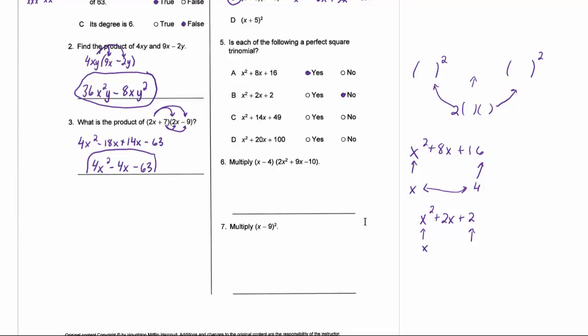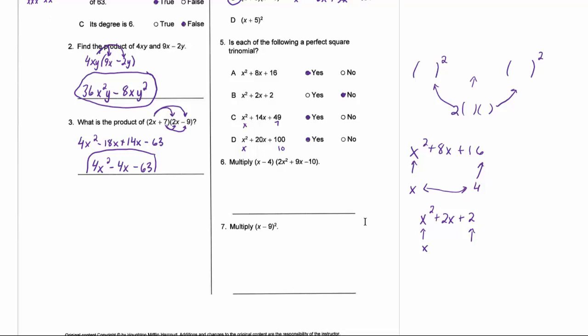And then C. So we're going to do the same thing. I'm just going to write over here. So is x squared something squared? Yes. Is 49 something squared? Yes. If I put those together and then double it, do I get the middle term? Yes, because 7x doubled is 14x. And then this last one, is x squared something squared? Yes. Is 100 something squared? Yes. If I put these together and then double it, do I get the middle term? Yes.